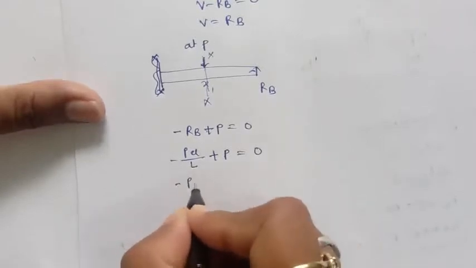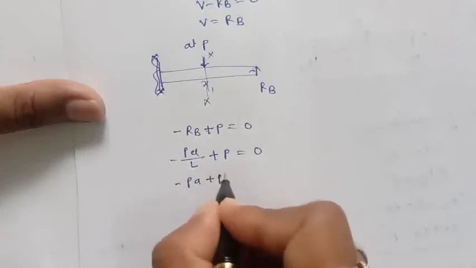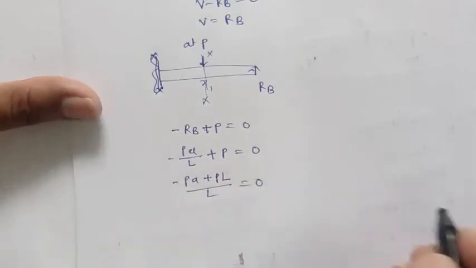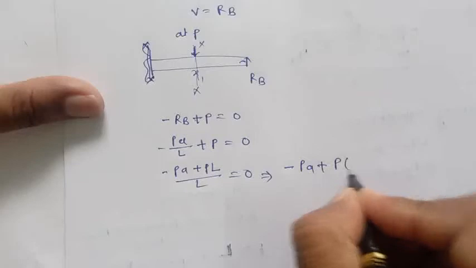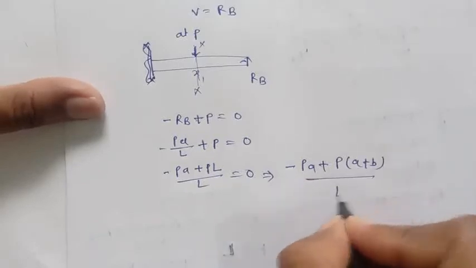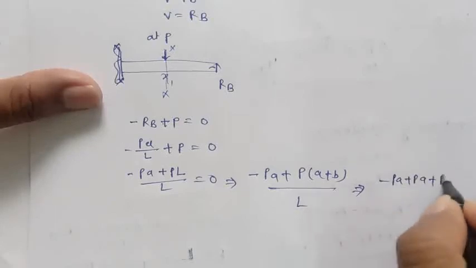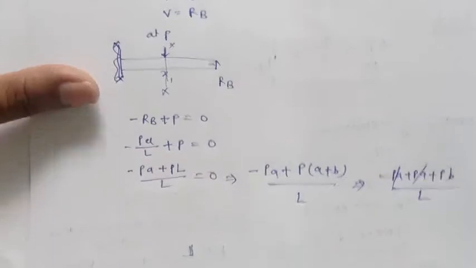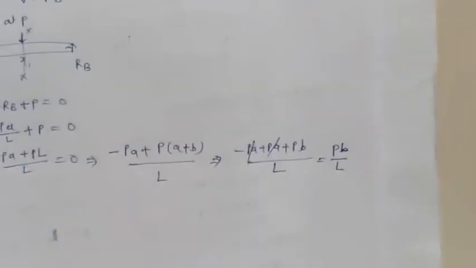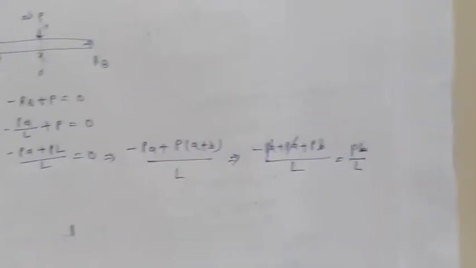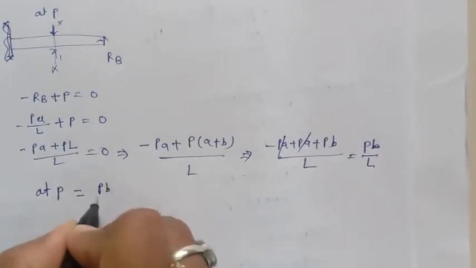So it will be minus PA plus PL by L equal to 0, where L is nothing but A plus B. So here we can consider minus PA plus PA plus PB divided by L. So this will be cancelled and it will be PB by L. So at P it will be PB by L.